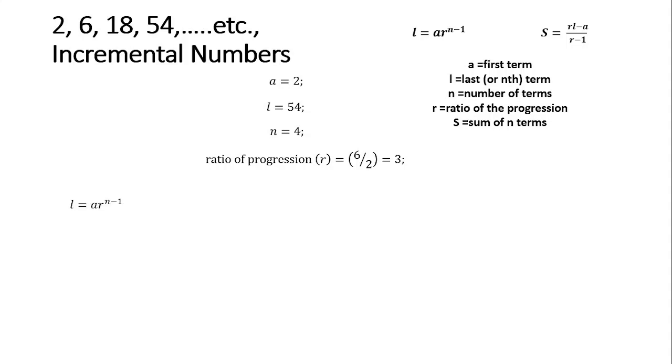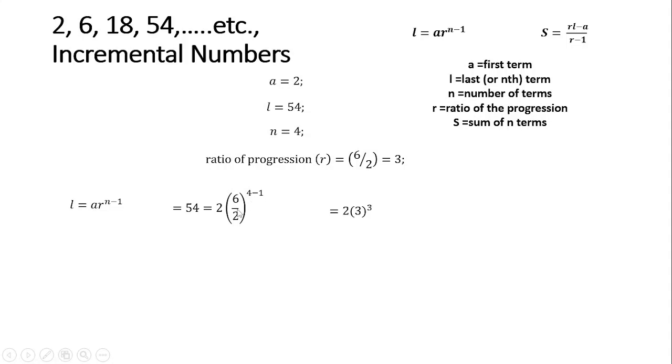Here we can also solve for the last term, which is 54, through L is equal to A into R power n minus 1. Here, what is L? 54 is already available. Can we get it or not? Shall we check? Okay, here A is 2, I substitute the ratio 6 by 2, which is 3, power n minus 1. What is n? Here 4 terms are available, so 4 minus 1.